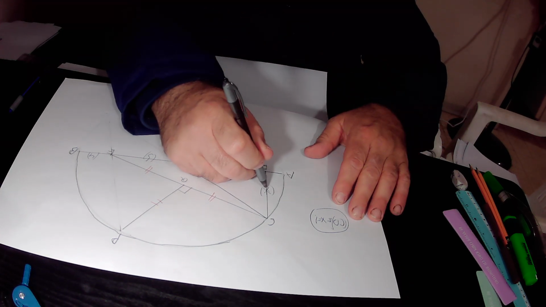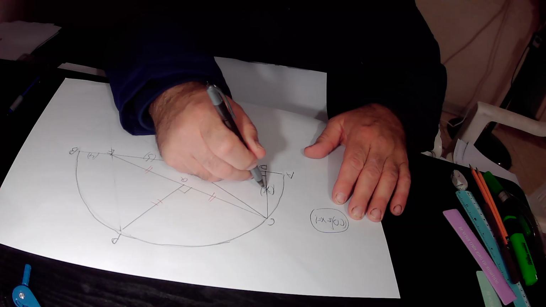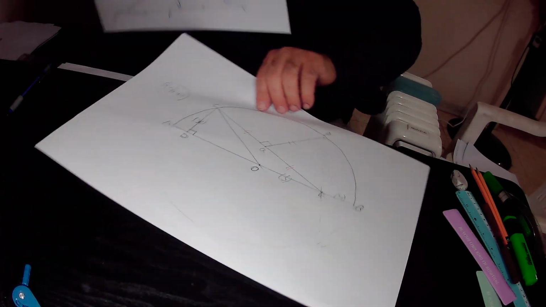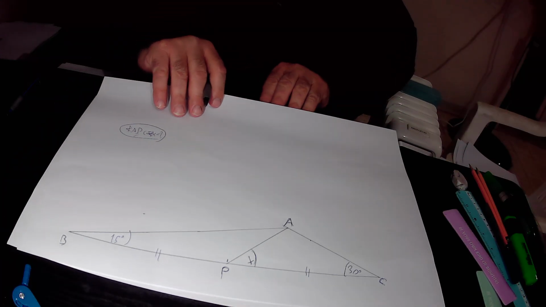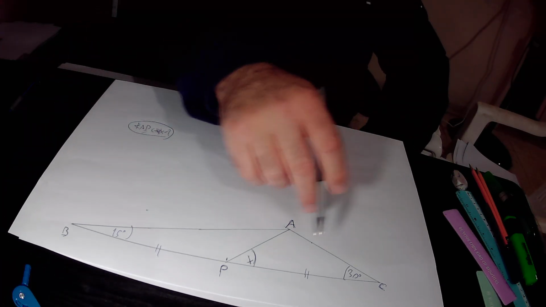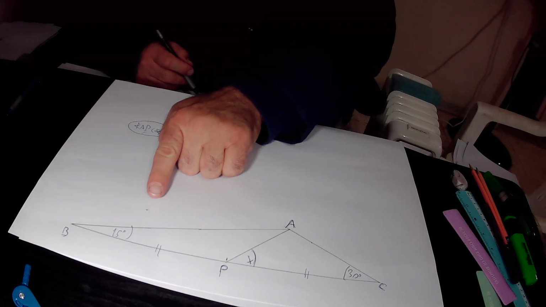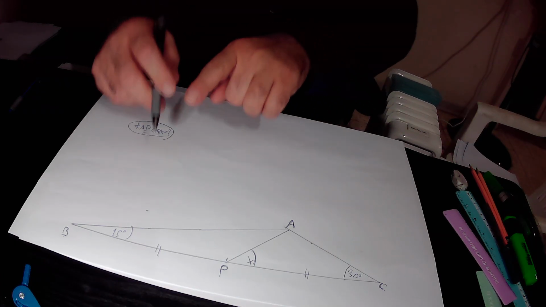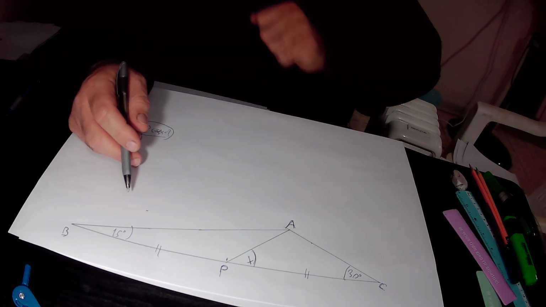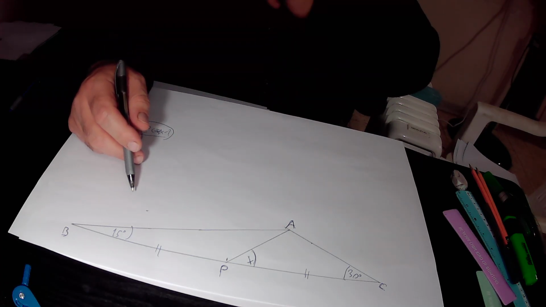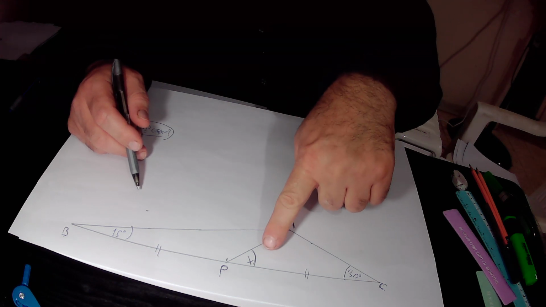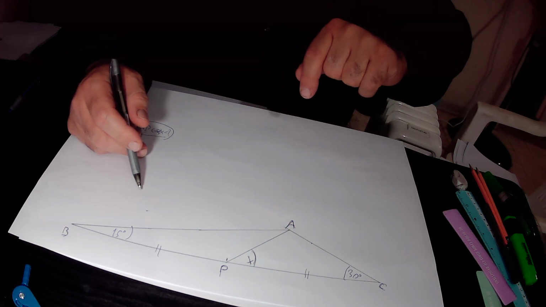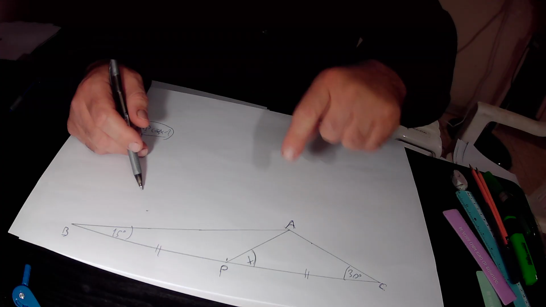So we start with the first question. In the drawing, we have a triangle ABC. This is angle ABC. This equals 15 degrees in size. This is angle ACB. This equals 13 degrees in size. We know that BP equals PC. And our task is to find out the size of this angle APC equals x degrees. We have to find out the value of angle x.